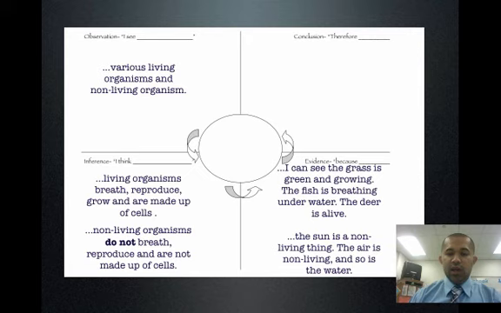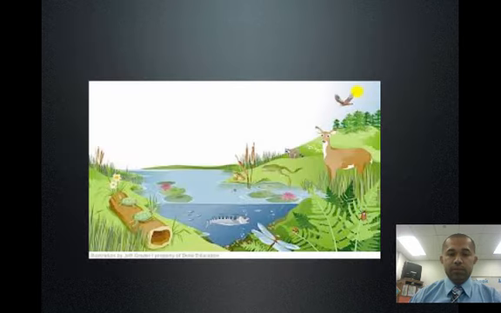My evidence for the non-living things would be the sun is a non-living thing, the air is non-living, and so is the water.